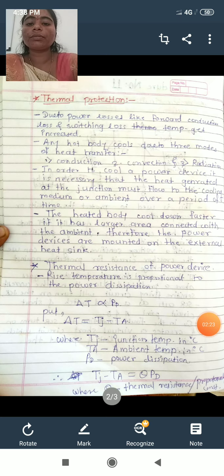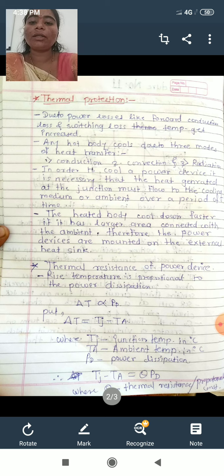Now, the second protecting device is thermal protection. Thermal protection is nothing but protection from temperature. The first important point is how the temperature increases. Temperature increases due to power losses. Then which types of power losses are there? Due to these, the temperature gets increased.